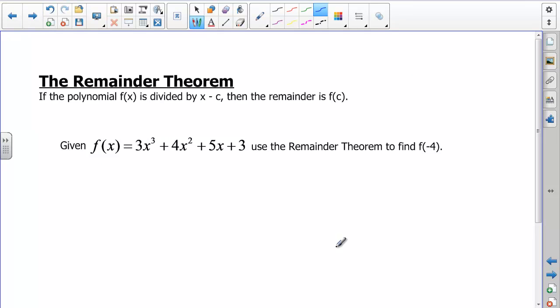Why is this important? Well, it's important because we can identify the remainder very easily when we divide by x minus c by plugging in c. If you remember last year in Algebra 2, we talked about synthetic substitution.